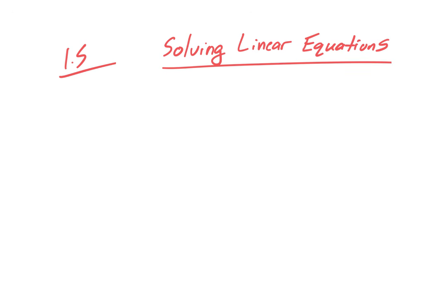So we're talking about things like, let's just start with a really easy one. 2x plus 3 equals 5, okay? This is a linear equation. We have one variable, no exponents, and we're going to solve.